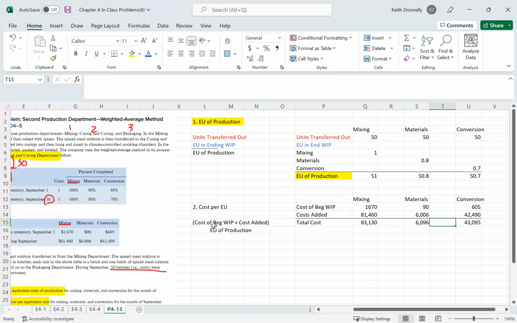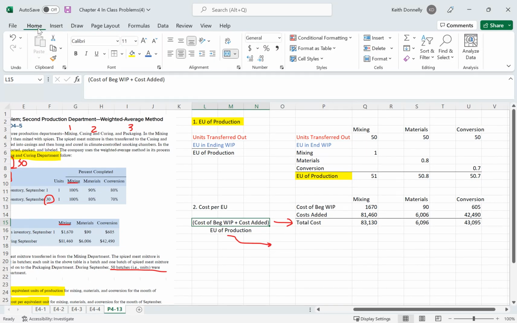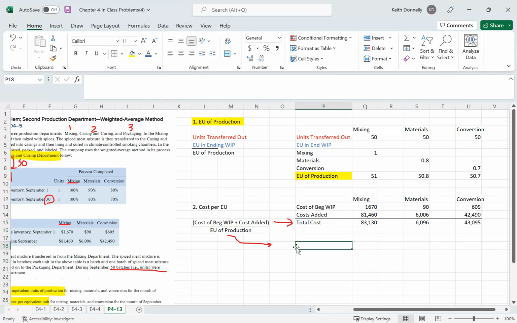So that will give us, in this case, the numerator, right? Our numerator is right here. But we have to divide that by the denominator, so we've got to get our equivalent units of production.